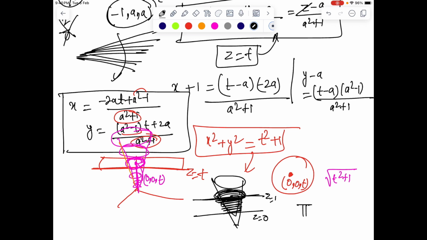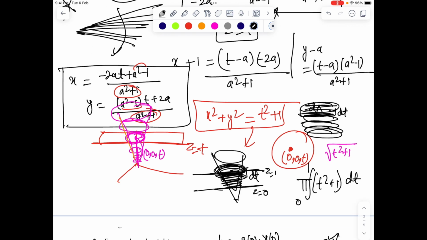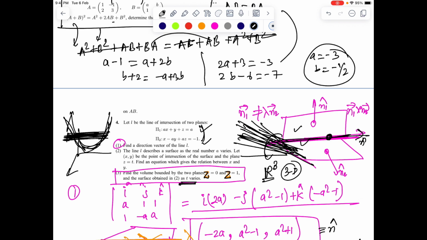Now what is the cross-section area? Cross-section area is pi r square. So we have pi into t square plus 1, and a small thickness I can take as dt. This is like a small cross-section. You take a volume element with dt, area of cross-section times dt. dA times dt will give the volume, and that integration has to run from 0 to 1, because we are adding this slice and accumulating it from 0 to 1. So the integral from 0 to 1 of pi times t square plus 1 dt gives you simply 4 pi by 3.